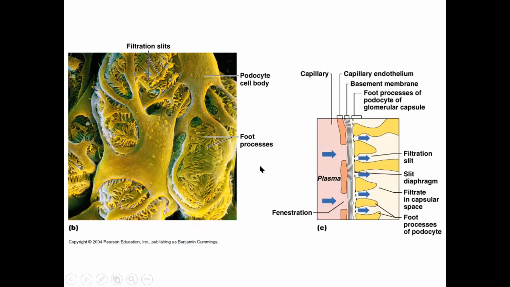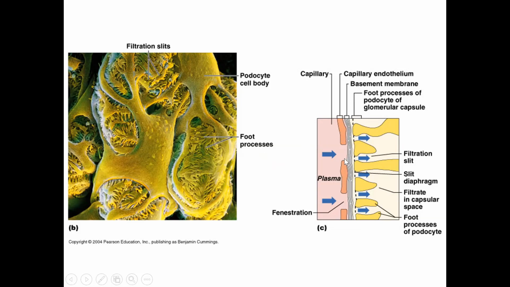Okay, so this is a real histology picture. You can see this little finger-looking structure. That's the structure from podocytes, and in between these gaps are called a filtration slit, and inside will be the blood capillaries.